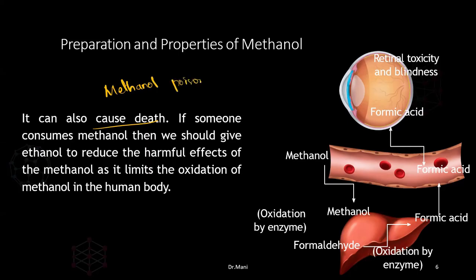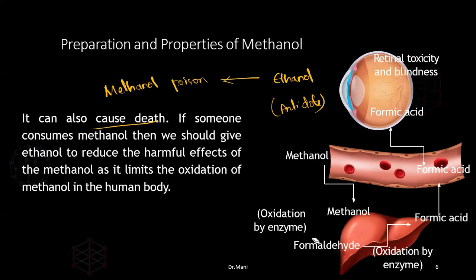If the person gets methanol poisoning, what is the antidote for methanol? It is ethanol. So just remember, ethanol acts like an antidote for methanol. Whatever harmful effects there are for methanol, that will be buffered by the ethanol. It acts like the antidote. So it will reduce the harmful effects of methanol, and it will prevent the oxidation of methanol into aldehyde, formaldehyde, or formic acid.